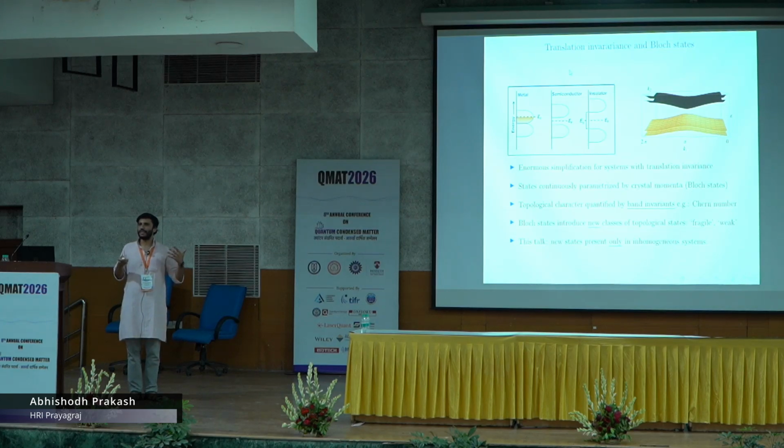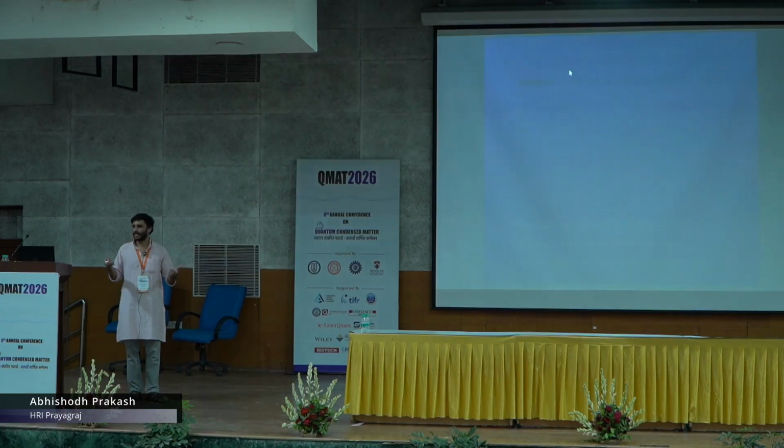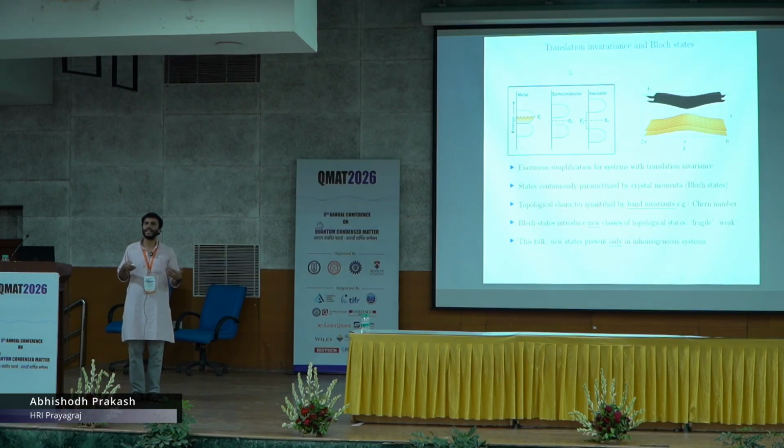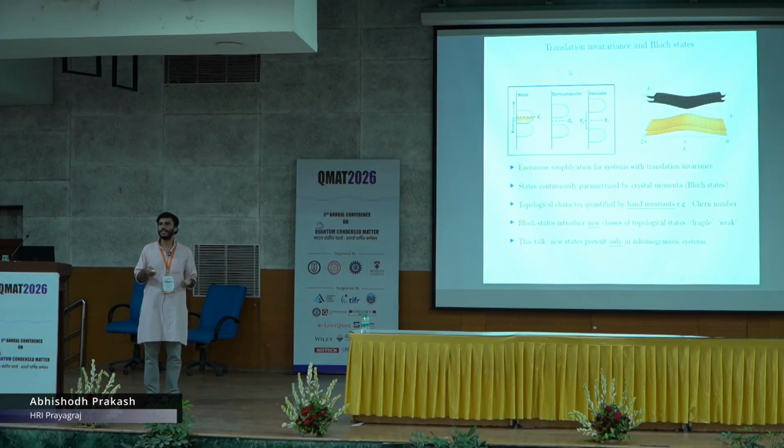But even outside the Chern number and the entries of this table, in the presence of translation invariance, you actually get more. You get new classes of states that go by the name of fragile topological states and weak topological states. So this talk in some sense is going to be the complement to that. This will be a class of states that are present only in the absence of translation invariance, where you cannot use Bloch's theorem.